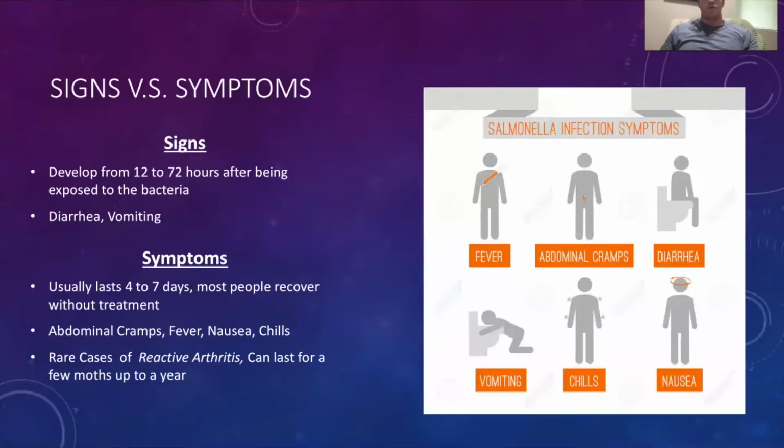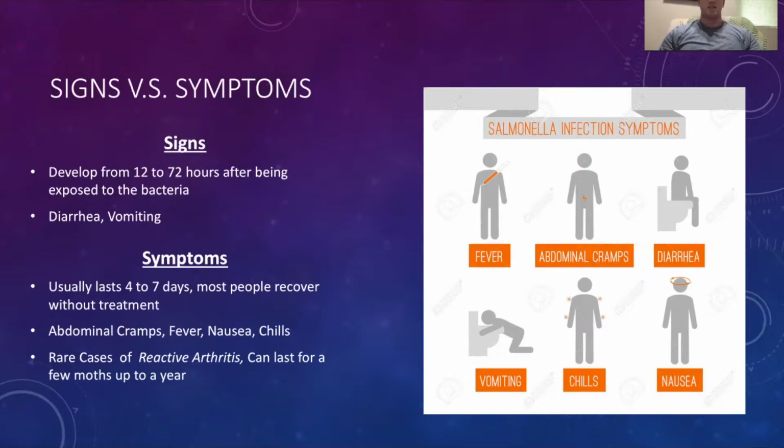One thing that I like to point out is the difference between signs and symptoms. Signs are something that other people can see. Somebody who does not have salmonella can see the signs of it. Signs in this disease are things like diarrhea and vomiting. It's easy to see if somebody has those issues. Signs tend to develop fairly shortly after coming in contact with the bacteria, 12 to 72 hours after being exposed. And symptoms are different.